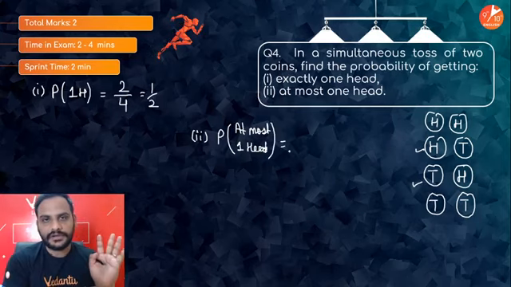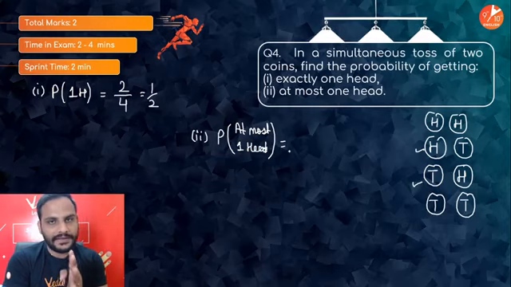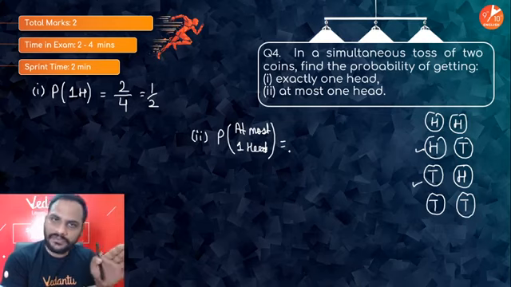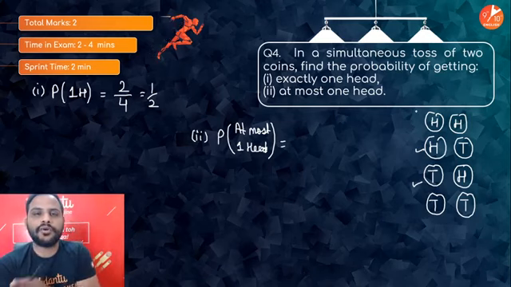Maximum one head must be there. More than one head should not be there. So you want maximum one head, that means one head is allowed, or less than one head is also allowed. Less than one head is also allowed, but more than one head is not allowed. Simple thing, when I say at most one head, that means more than one head is not allowed.